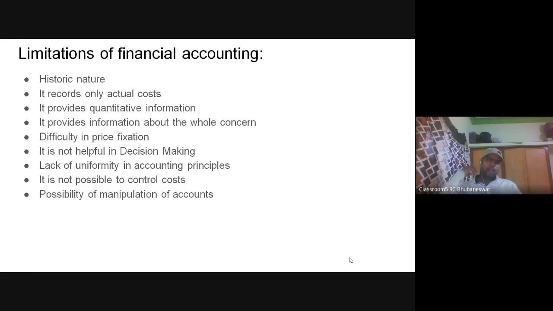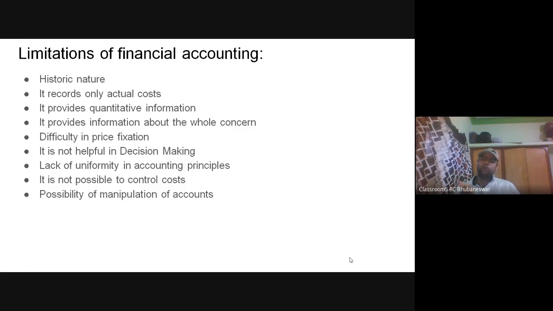Then it records only actual cost or the monetary value. Those which are very important but non-monetary in nature don't find any place in financial accounting. Then it provides quantitative information only. Then it provides information about the whole concern, and the segregation is not possible. Difficulty in price fixation. Individually, if you want to fix the price, what will be our selling price, then it is not possible with the help of financial accounting.